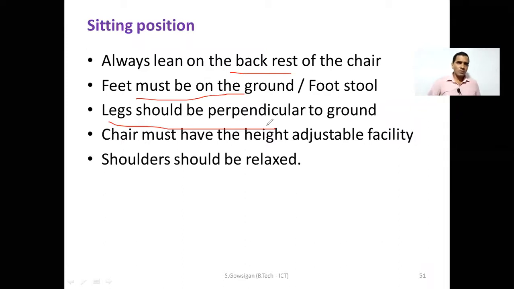But rather than keeping your legs vertical, some of you may keep your legs straight, right? You can stretch your legs. That is not good. If you stretch your legs all the time, there will be pain in the legs, right? So this may be the proper way to sit. When you are sitting, make sure the legs are vertical to the ground, right?